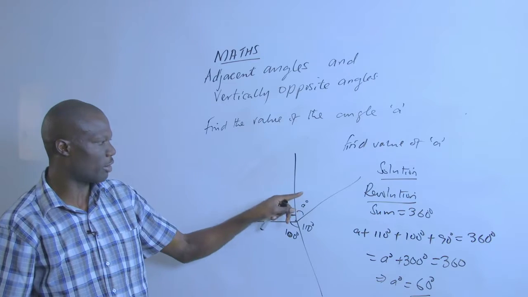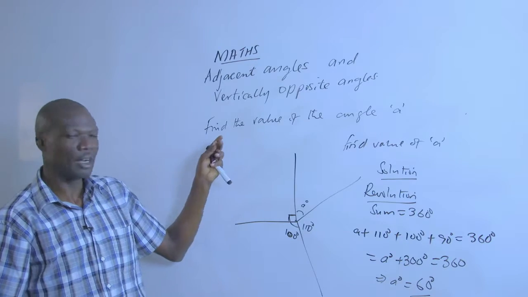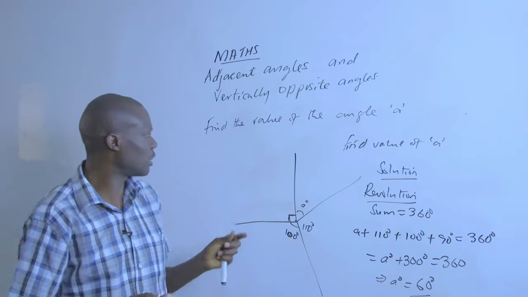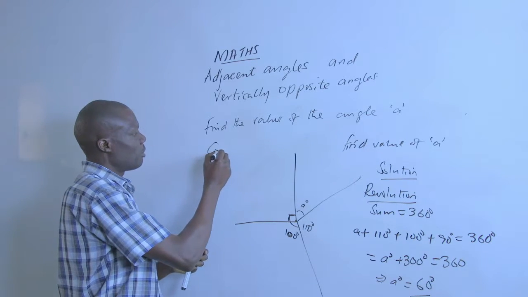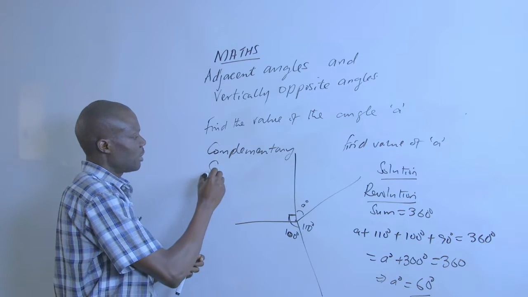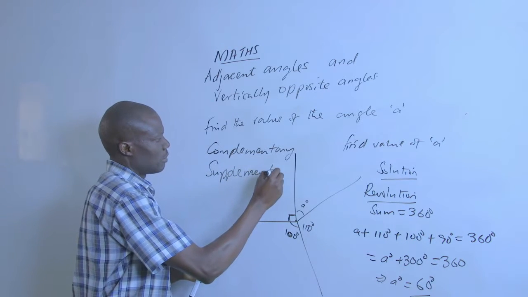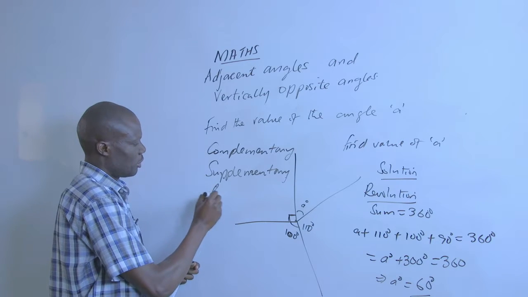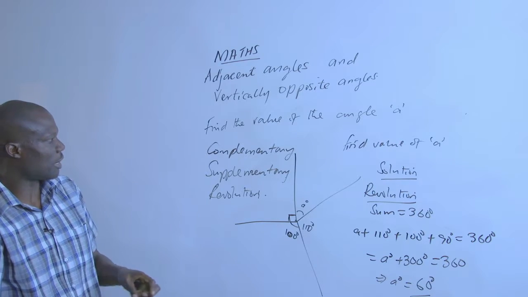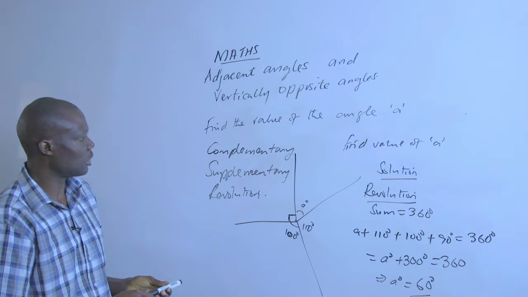That is how we handle problems about adjacent angles, angles that are having a special relationship, where we say this special relationship falls under the category of complementary, supplementary, and revolution. So the adjacent angles that form these can be solved in the manner that we have been able to handle.